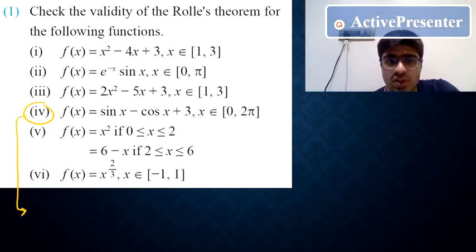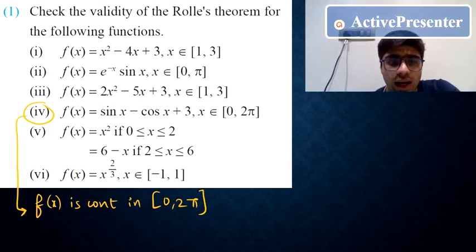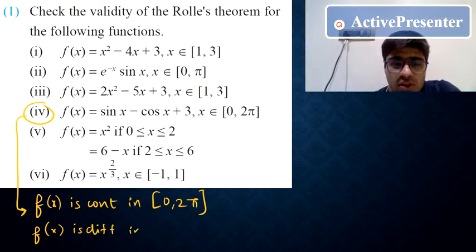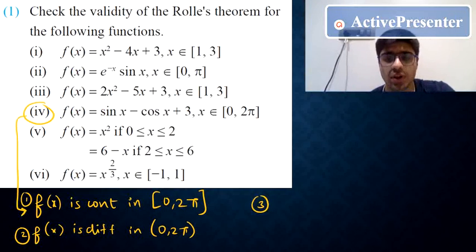And this is the reason we say that f of x is going to be continuous in the interval 0 to 2 pi. And f dash x also exists in that entire interval. So f of x is differentiable also in that interval 0 to 2 pi. So first two conditions of Rolle's theorem are satisfied. Let's check for the third condition.